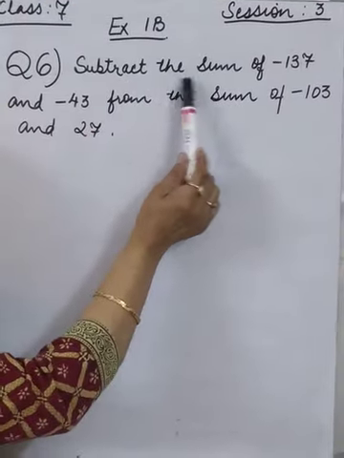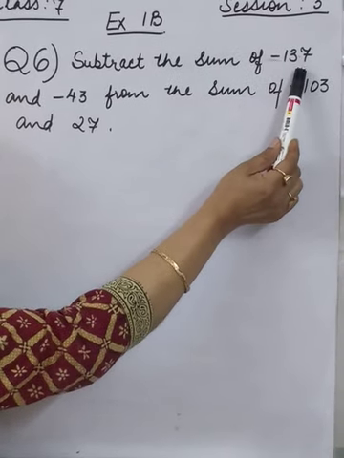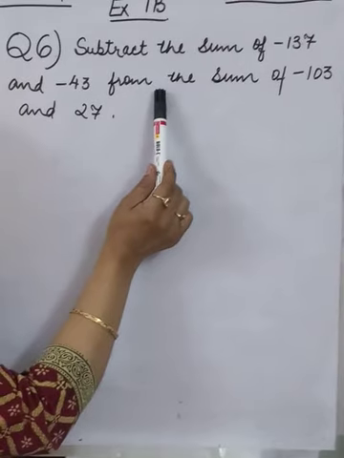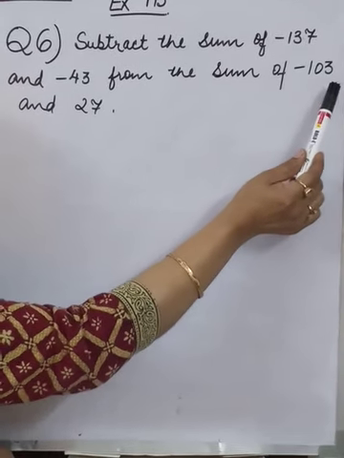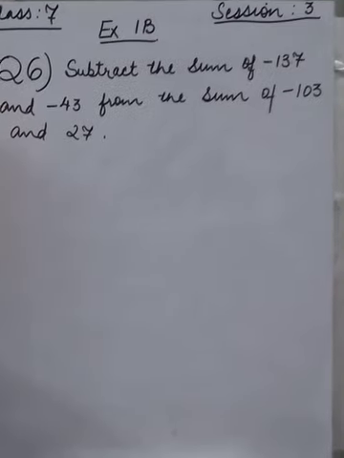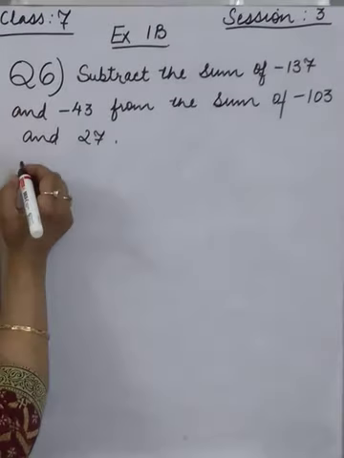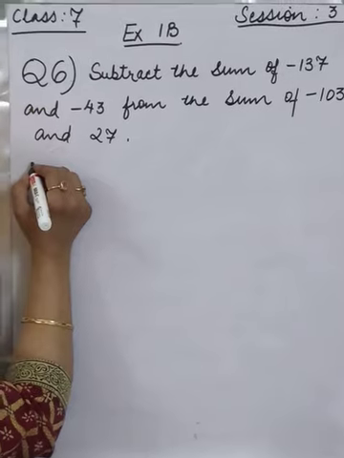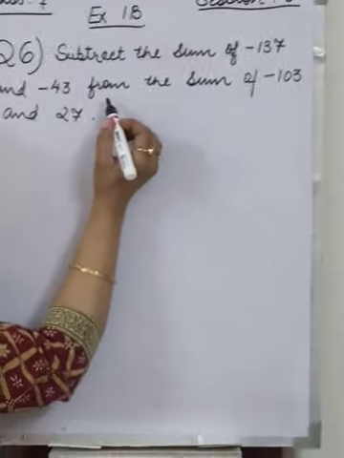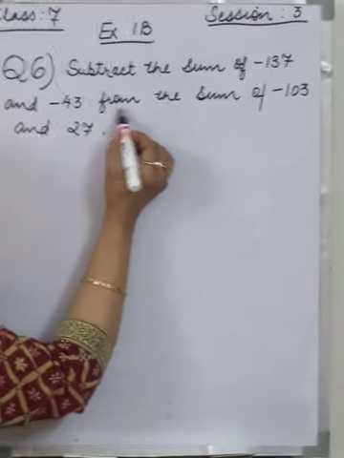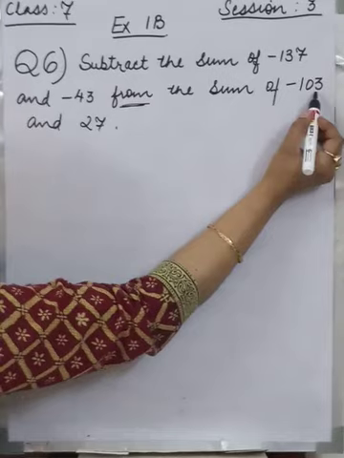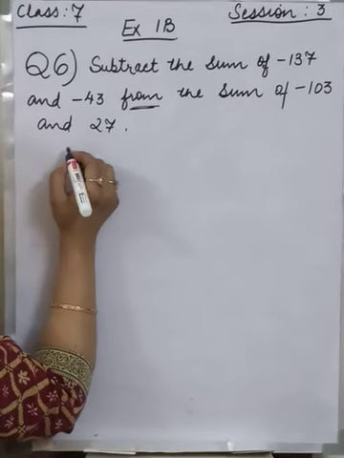Subtract the sum of minus 137 and minus 43 from the sum of minus 103 and 27. So firstly we write the expression. How do we write? Firstly we write the expression which is after the word from. So after from, what do we have? Sum of minus 103 and 27.